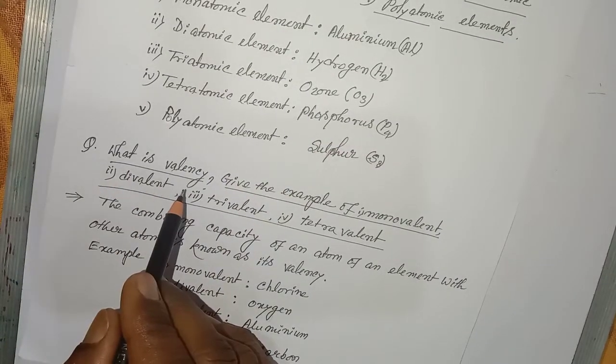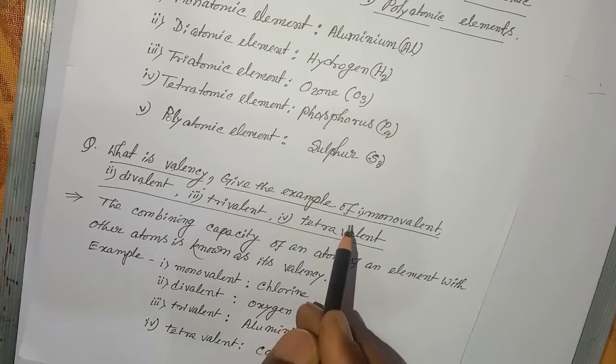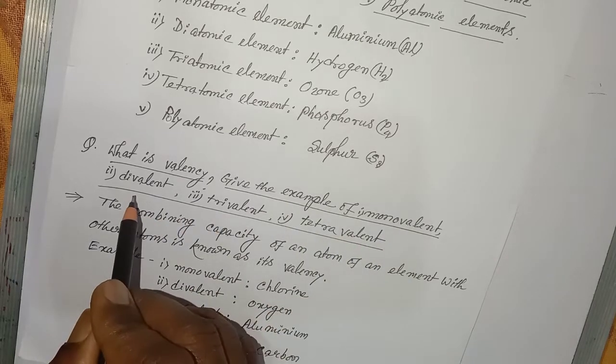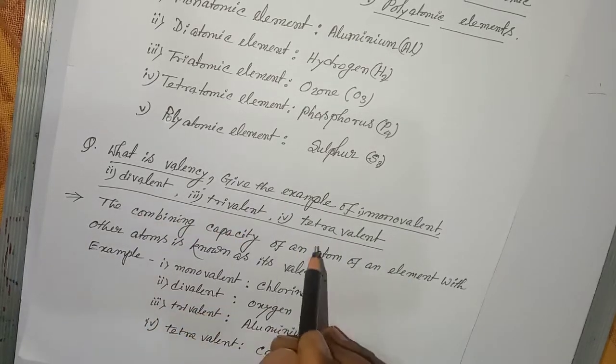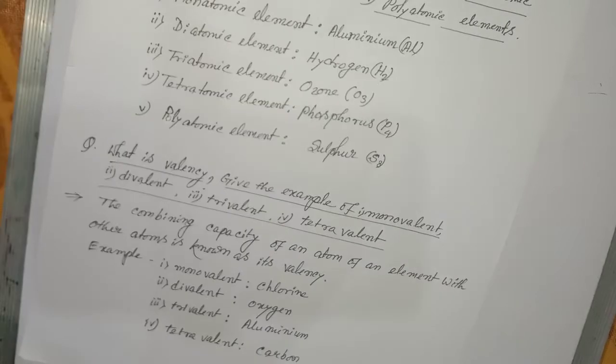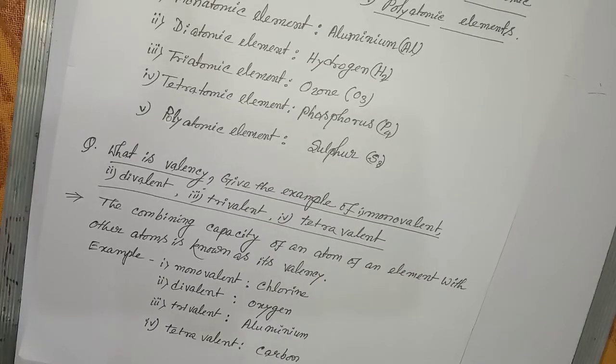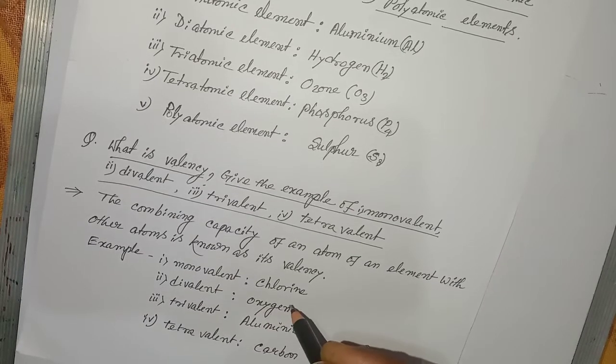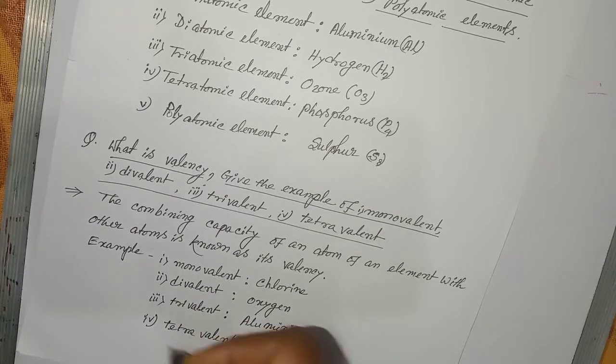What is valency? Give examples of monovalent, divalent, trivalent, and tetravalent elements. The combining capacity of an atom of an element with other atoms is known as its valency. Monovalent example: chlorine. Divalent: oxygen. Trivalent: aluminium. Tetravalent: carbon.